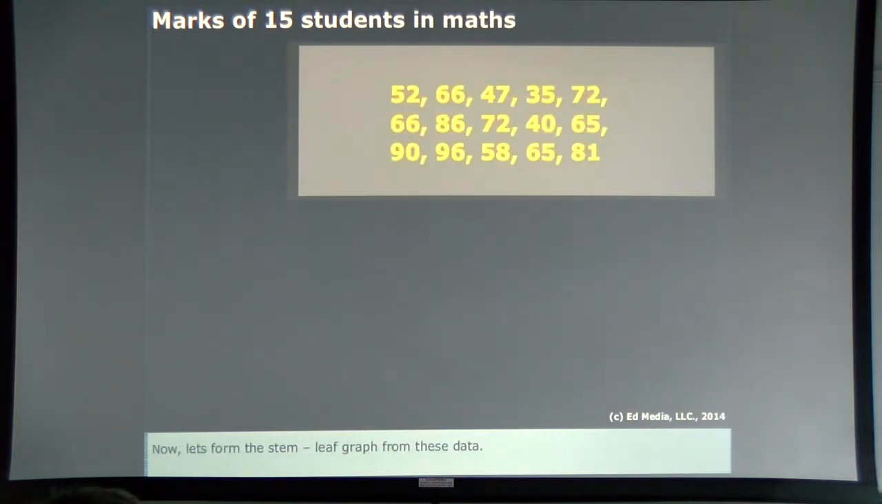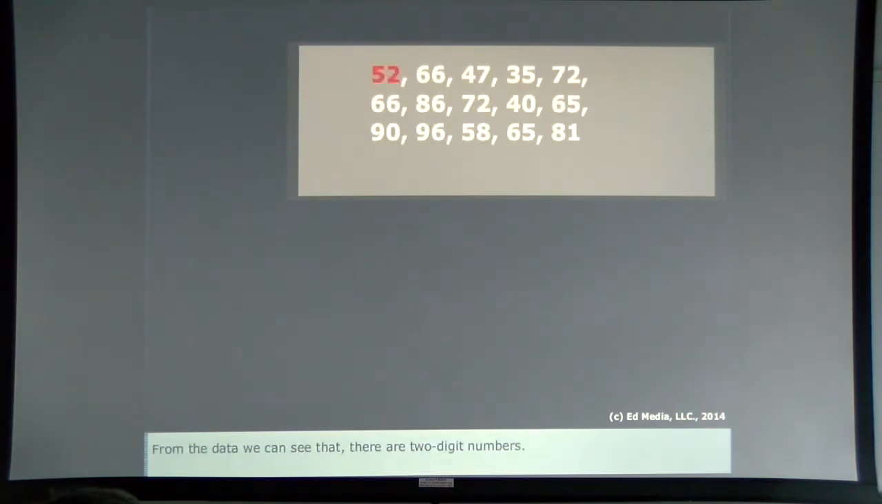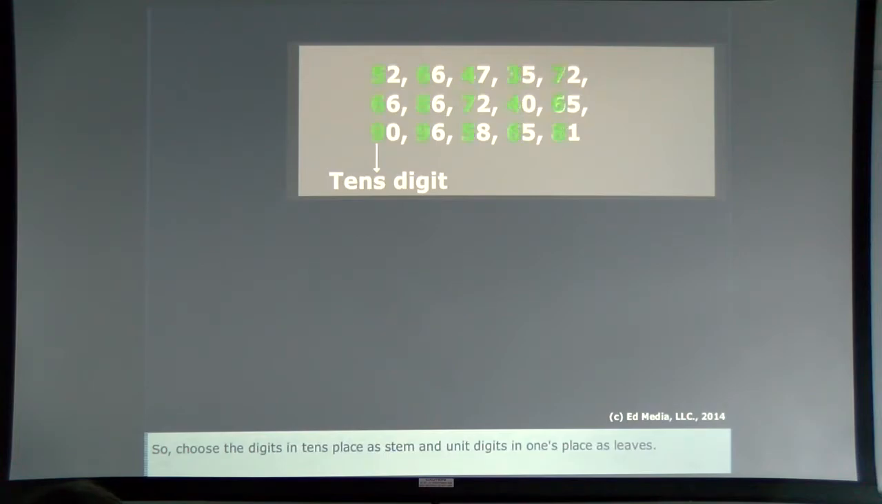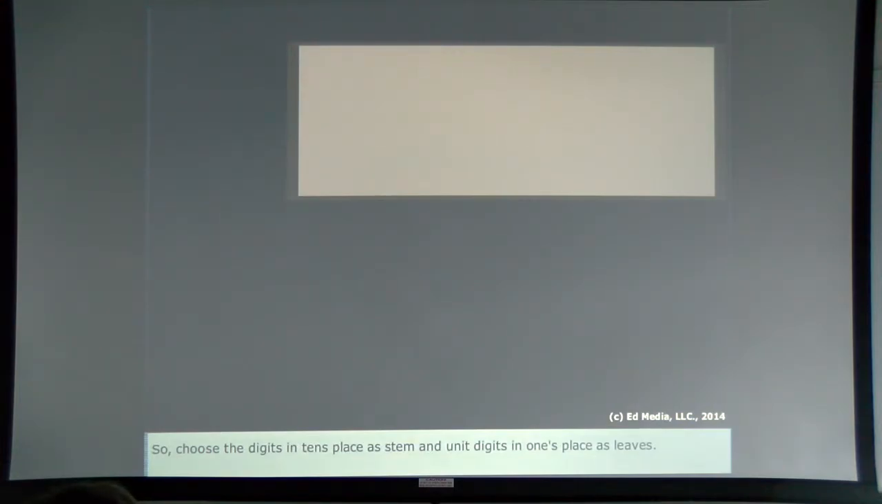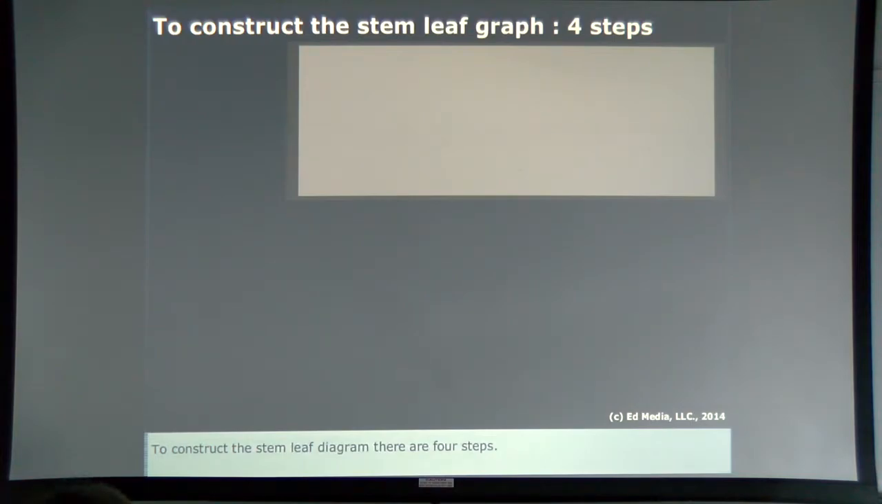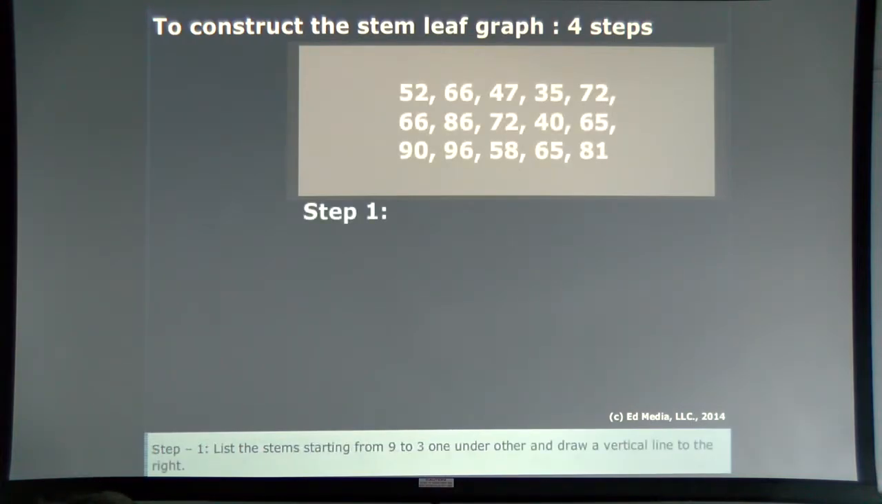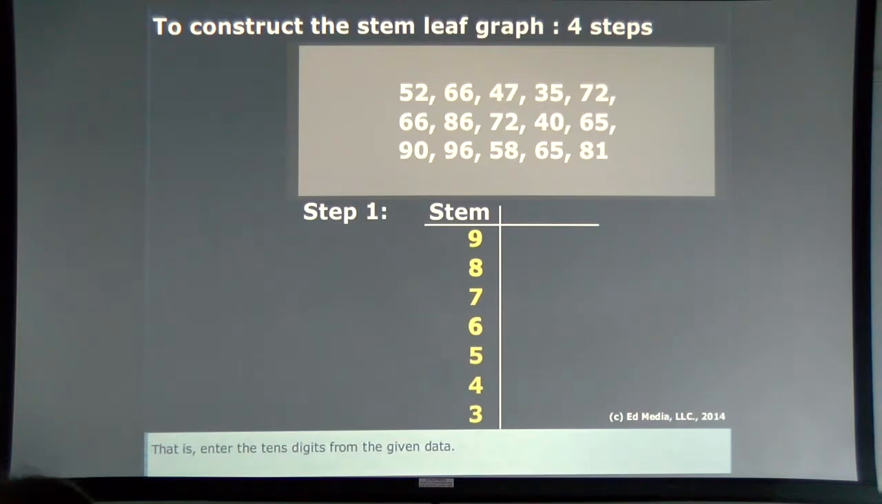Now, let's form the stem and leaf graph from this data. From the data, we can see that there are 2-digit numbers. So, choose the digit in the tens place as the stem and the digit in the ones place as the leaves. To construct the stem and leaf diagram, there are 4 steps. Step 1. List the stems starting from 9 to 3, one under the other, and draw a vertical line to the right. That is, enter the tens place digits from the given data. Step 2. Write its leaves to the right side of the vertical line. Step 3. Enter all the leaves to the corresponding stems.